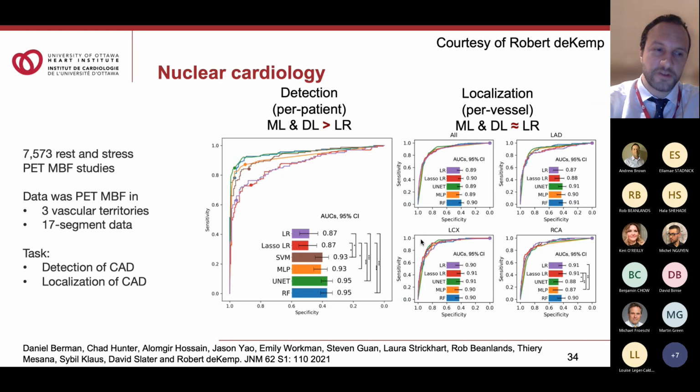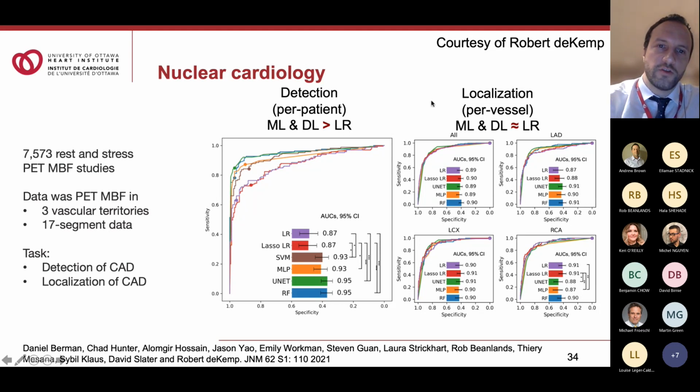DeKemp. They, of course, studied PET MPI in this case with myocardial blood flow studies. They used 7,500 rest and stress scans. In this case, the data was 3 vascular territories and 17 segment data. And the task that they looked at is the localization and detection of coronary artery disease.